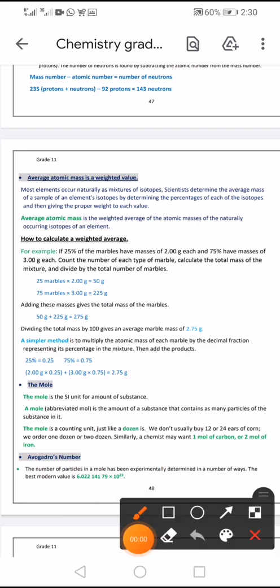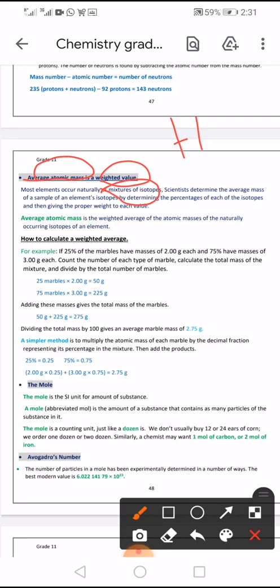Today we are going to continue chapter 3, section 3. Average atomic mass is a weighted mass. Most elements occur naturally as a mixture of isotopes. For example, hydrogen has three types: protium, deuterium, and tritium. These three types are called isotopes.